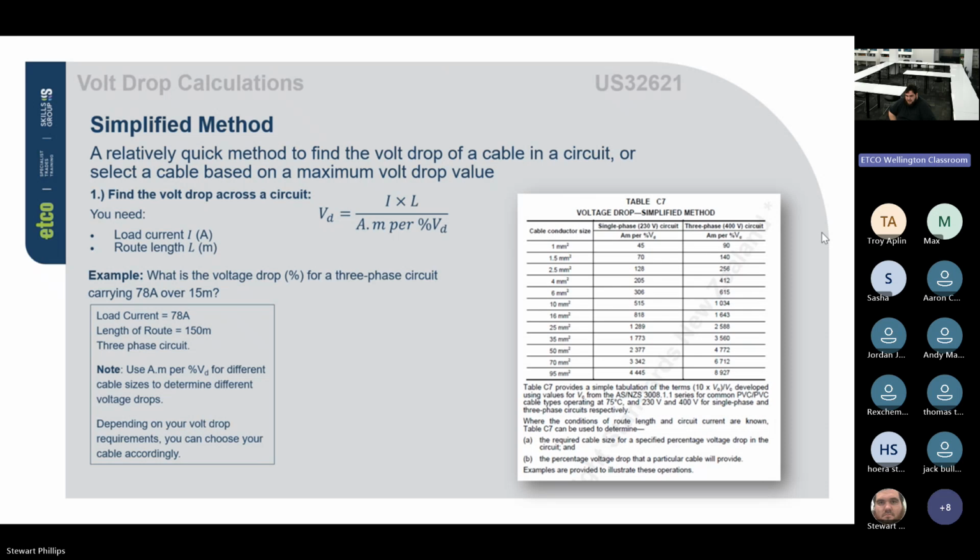Yeah, so we're looking at 7.12. So we take our 78 and times it by 150, and then we divide it by 1643, which is the amp meter per percent volt drop for 16 mil, which gives us 7.12. Okay, so what if we upsize it to 25 mil?